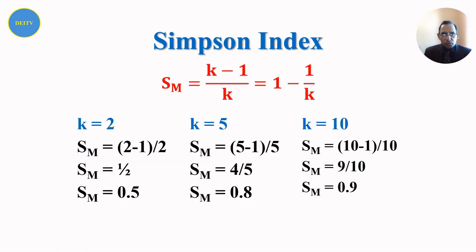When k equals 2, the maximum value is 0.5. When k equals 5, the maximum value is 0.8. If the number of groups goes up to 10, then the maximum value of the index is 0.9.